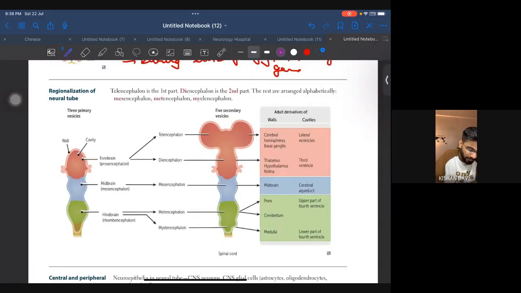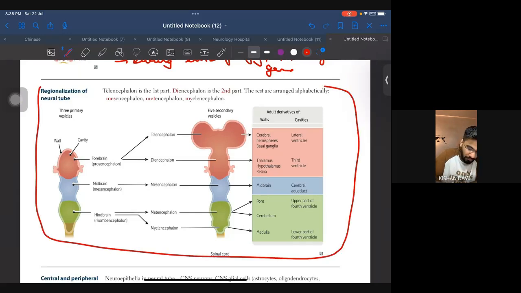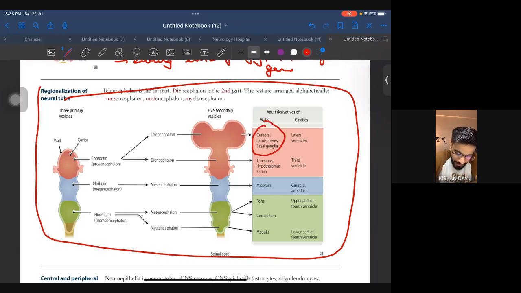Now coming to the regionalization of the neural tube, this part is very important. Now how it is important is they won't directly give you this image and ask you which region is this, what region is that. Okay, they're not going to ask you that. What they will do is they will try to give you a disorder in any one of these regions.